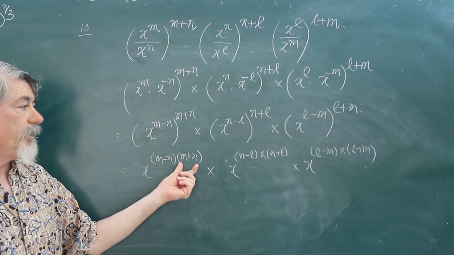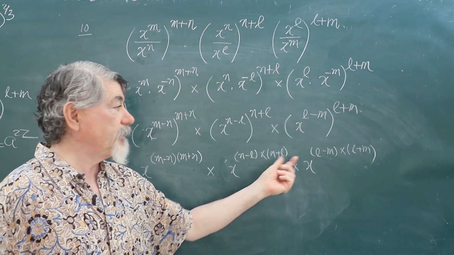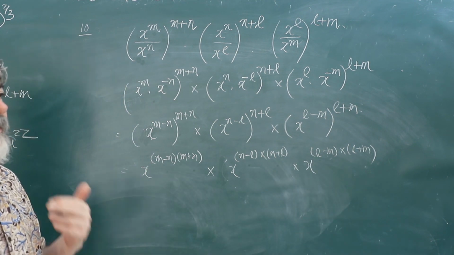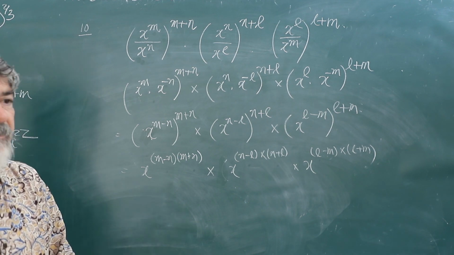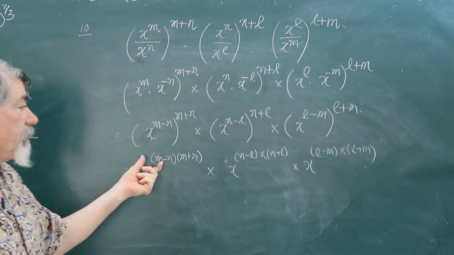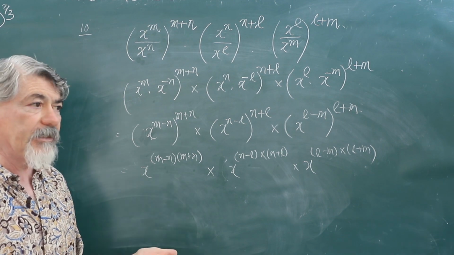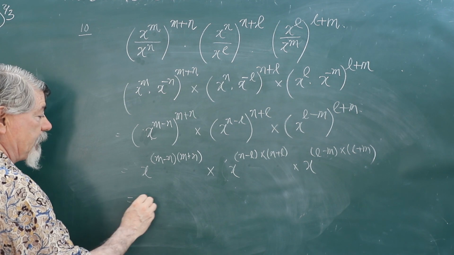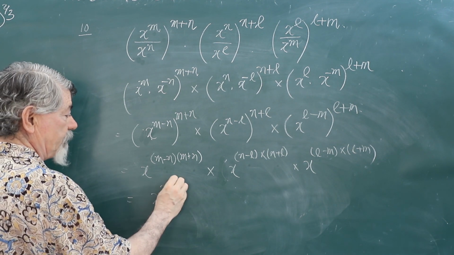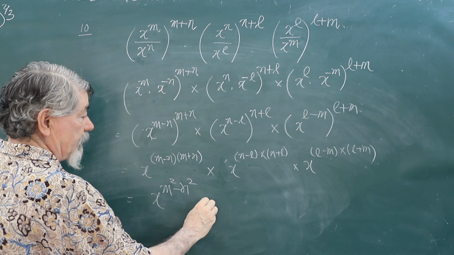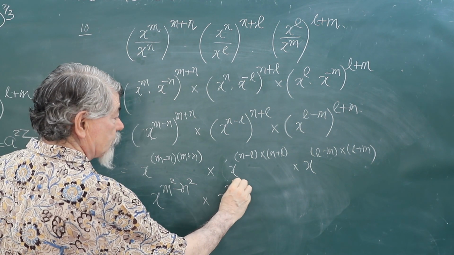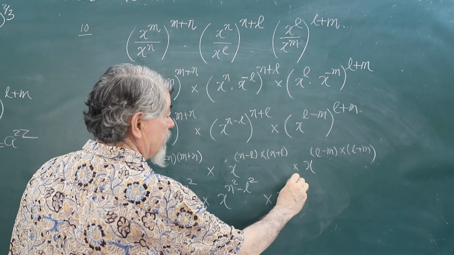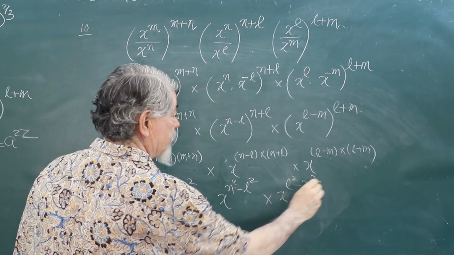A minus b into a plus b. You know, when we multiply a minus b into a plus b, we get the answer a square minus b square, which we have done in expansions. So x to the power m square minus n square into x to the power n square minus l square into x to the power l square minus m square.